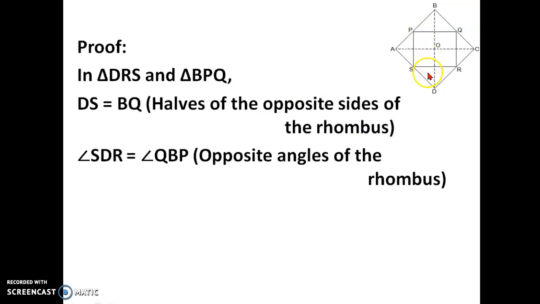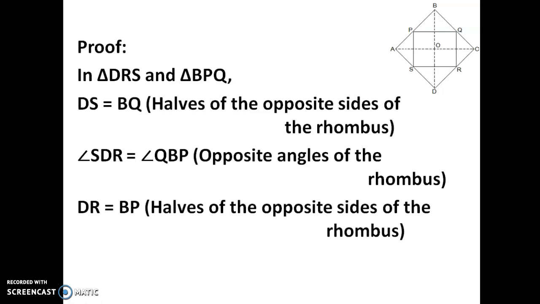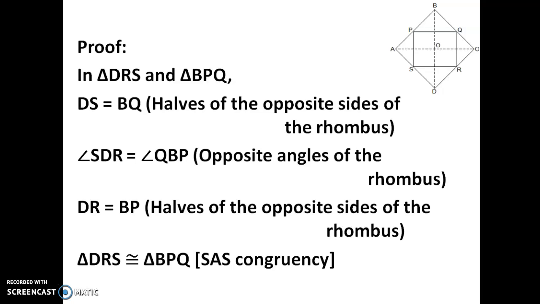Then angle SDR and angle QBP are equal, because opposite angles of the rhombus are equal. Angle D and angle B are equal. Then DR is equal to BP, halves of the opposite sides of the rhombus. Just as we proved for DS and BQ, in the same way DR and BP are also equal because they are halves of the sides of the rhombus.